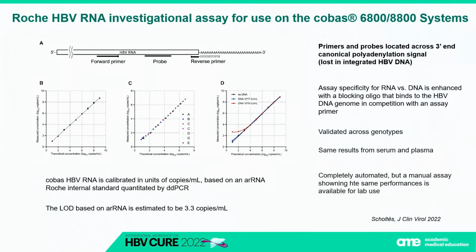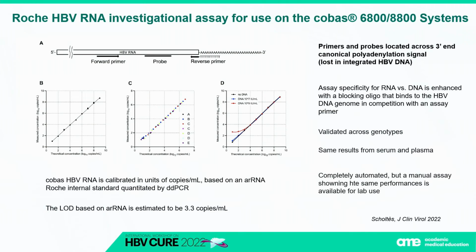So the second assay is a Roche HBV RNA investigational assay for the COBAS system. In this assay, the primers and probes are located across the 3' end canonical polyadenylation signal, which is lost in integrated HBV DNA. So it theoretically recognizes only RNA coming from cccDNA. So the assay doesn't need any DNase treatment before the quantification.